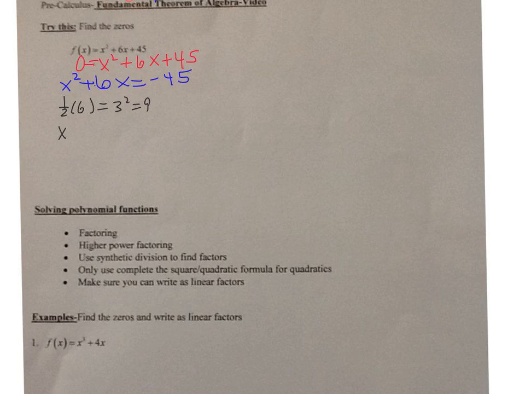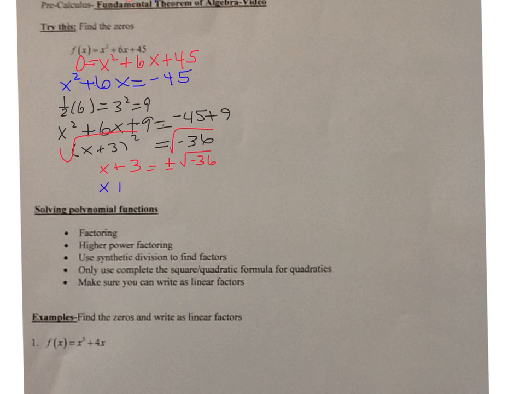So I get x squared plus 6x plus 9 is equal to negative 45 plus 9. And negative 45 plus 9 is negative 36. And then when I factor the left side, I get x plus 3 squared is equal to negative 36. And then I'm going to take the square root of both sides, and I get x plus 3 is equal to plus minus the square root of negative 36. So remember, a negative underneath the radical becomes an i. So it's x plus 3 is equal to plus minus 6i.